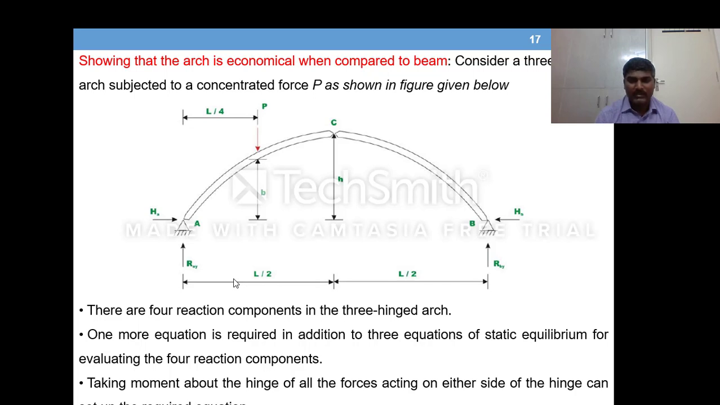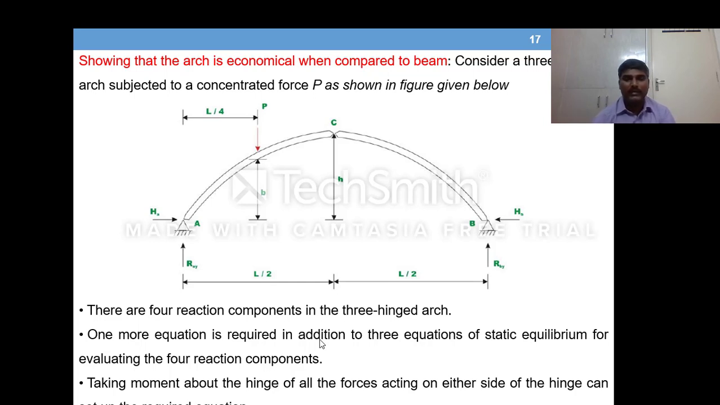Total span of the arch is L, and the rise of the arch is h. The crown point is called the crown. These are called the springing points where the abutments are there. Now we come to the calculation of bending moment in the arch.